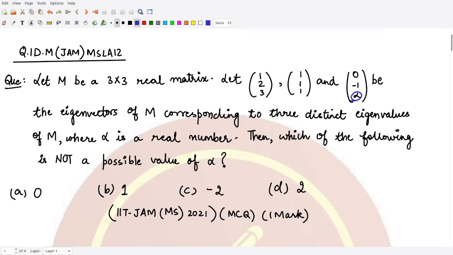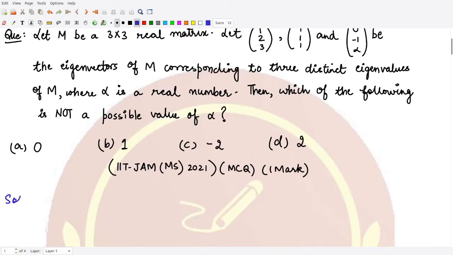Which of the following is not a possible value of alpha? So we cannot choose alpha as which of the following, in order to fulfill the condition that these 3 vectors are the eigenvectors corresponding to 3 distinct eigenvalues. So let's proceed on to the solution. This is a very simple question, if you know a result for eigenvectors and eigenvalues.